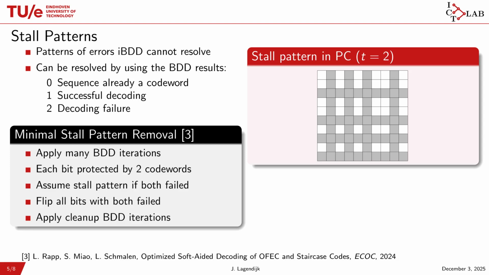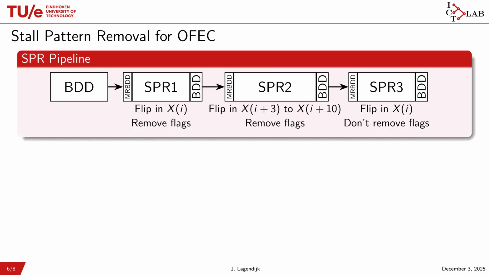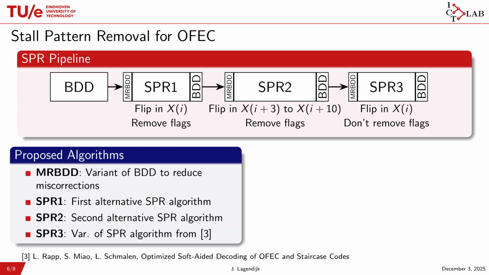All right, this is the minimal stall pattern algorithm. It's very simple, but again, this still has an error floor at 10 to the minus 12. So, for that purpose, I proposed a 3-stage stall pattern removal algorithm. It consists of 4 novel algorithms.